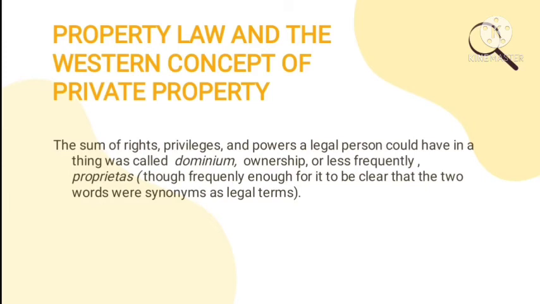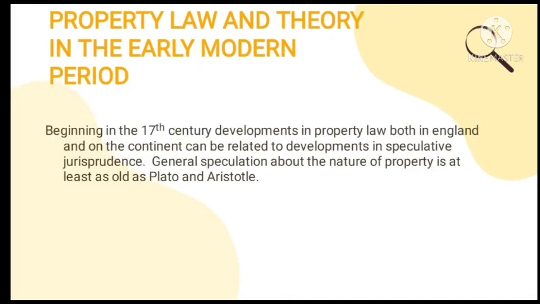The ability of an owner to agree to legally binding restrictions on his privilege of use, servitudes, was sharply limited. Moreover, anyone who found himself owning a thing jointly with others could require that the thing be divided into distinct ownership units. Now, property law and theory in the early modern period.